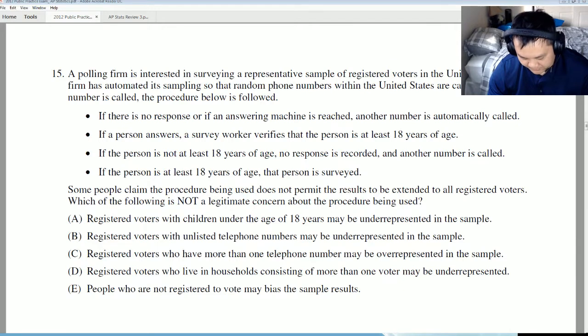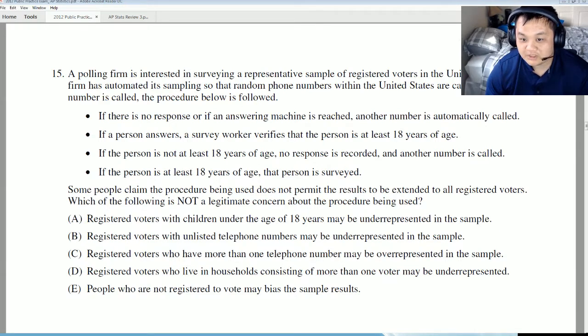Who normally picks up the phone at the house? The call on the telephone, you mean the parents? Well, do your parents always pick up the phone? Sometimes I pick up the phone. Are you over 18? No. So right here, if the person is not 18, no response is recorded, right? No response is recorded, and then another number is called, right?